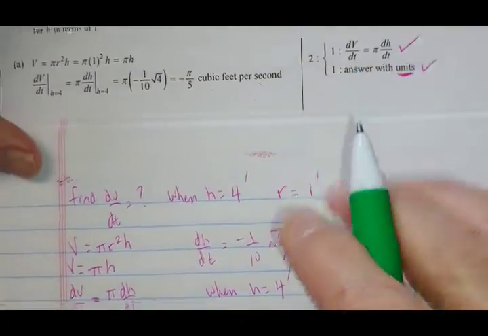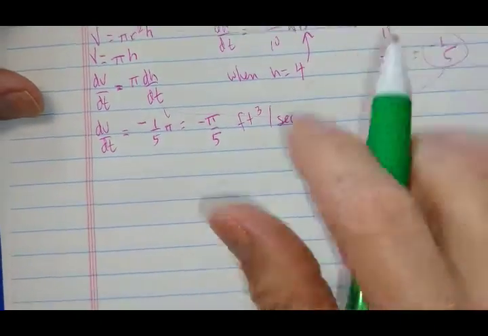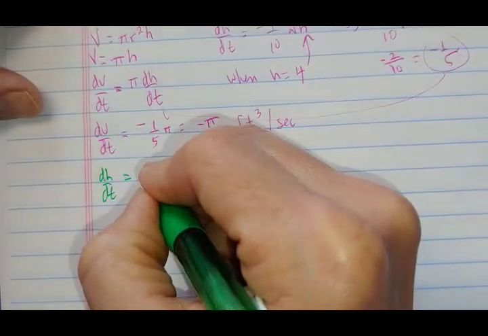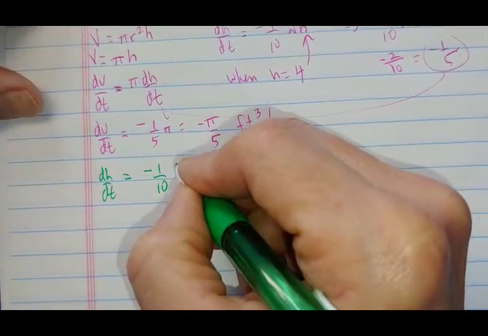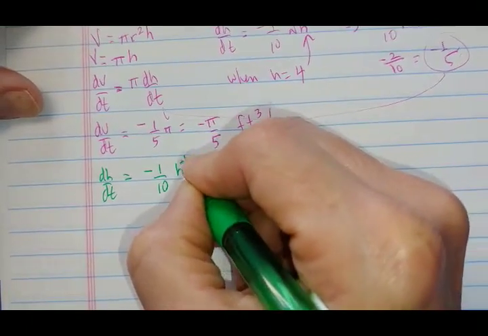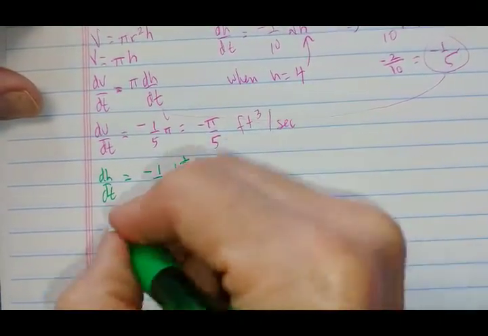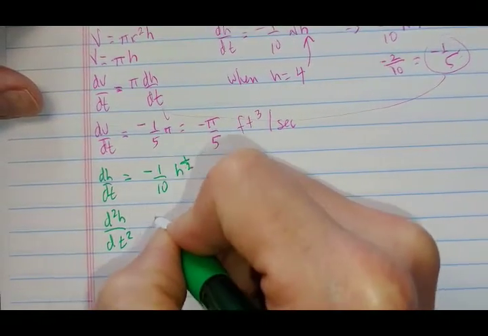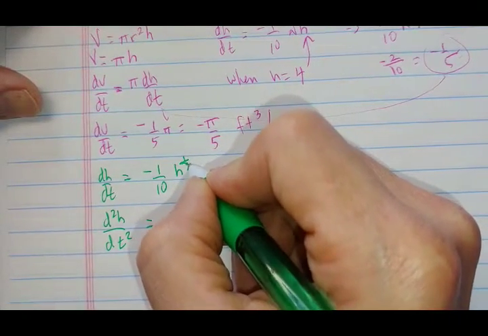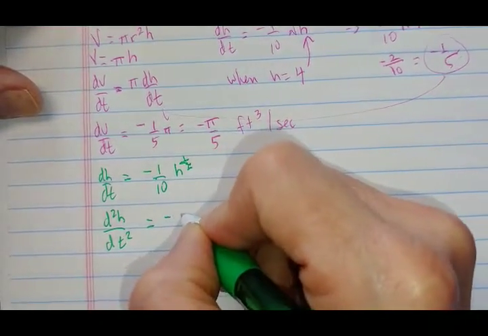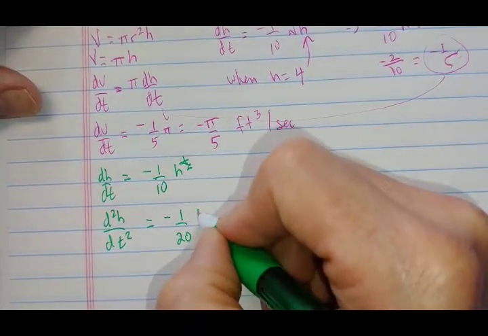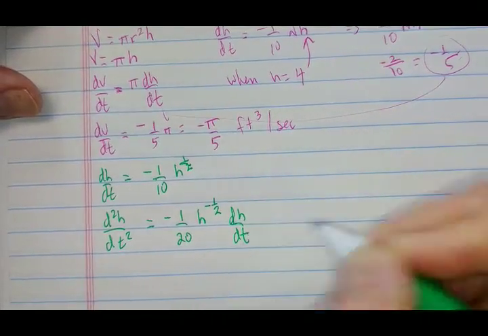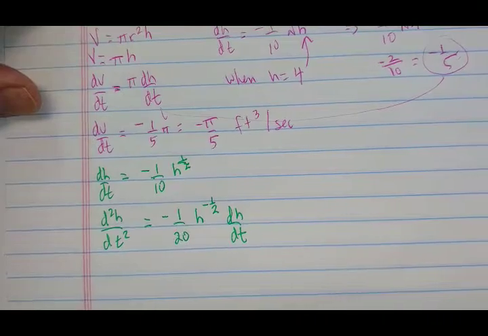So when we find the derivative, I'll do it here, and then we can look at the scoring rubric. We know that dh/dt is equal to negative 1/10, and I'm going to change that to h to the 1/2 power. When we take the derivative, we will get d squared h over dt squared. Now we're going to need the power rule. So 1/2 times negative 1/10 is negative 1/20. h, decrease the power by 1, and then don't forget the dh/dt. That's going to be the common mistake, to forget that dh/dt.